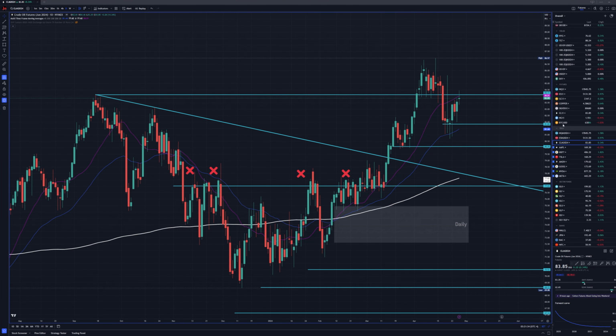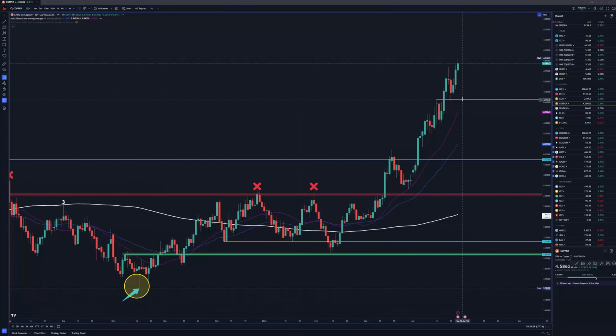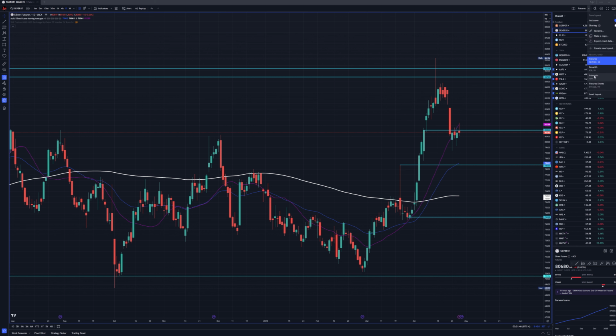We have gold holding up, metals continuing pushing higher. So this is something that we have to take into account. We have to see the overall picture.